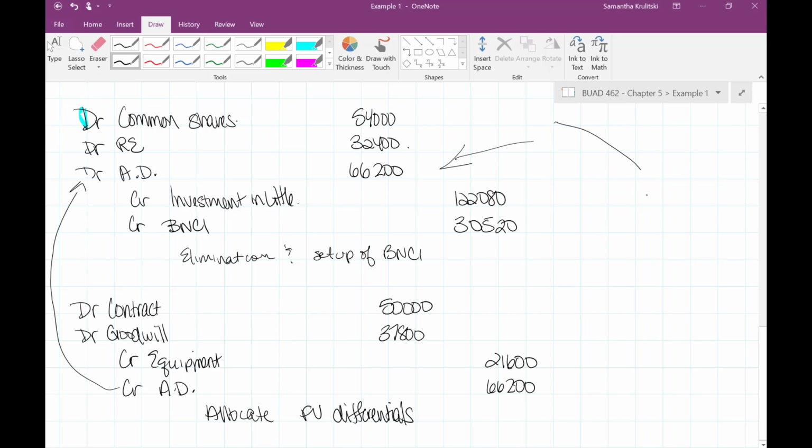So this exercise right here, we don't actually need to go through this exercise every time. We can use the worksheet, but this is a good way to illustrate what it is that's going on when we're doing the AD table and what the purpose of it is.